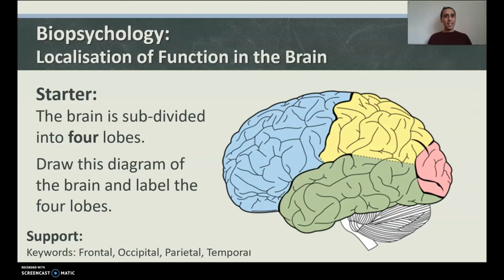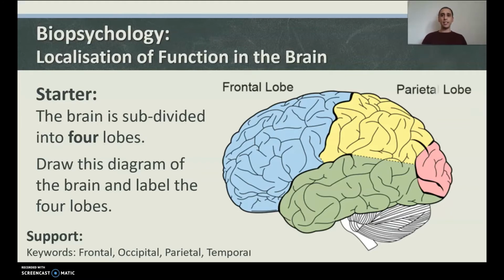Okay, let's have a look. Let's see if you got these right. The front one, the blue one, easy, is the frontal lobe. There we go. Easy.